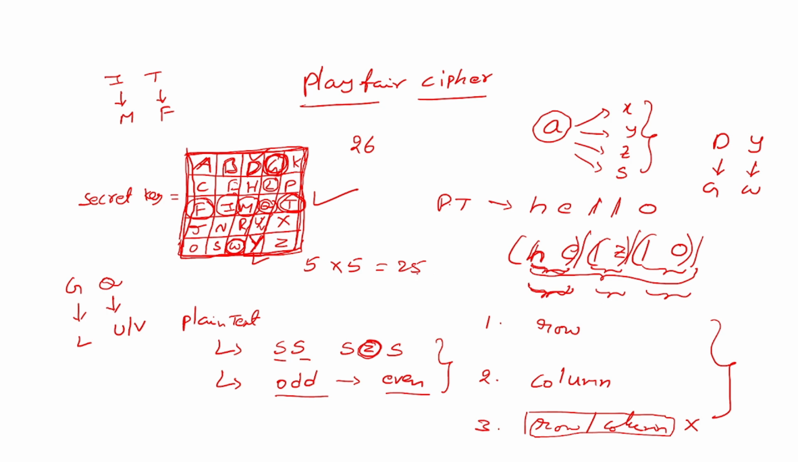Let me explain with a simple example. Suppose the plain text is hello. Before going to encrypt, we need to check the plain text. We need to make the plain text ready.